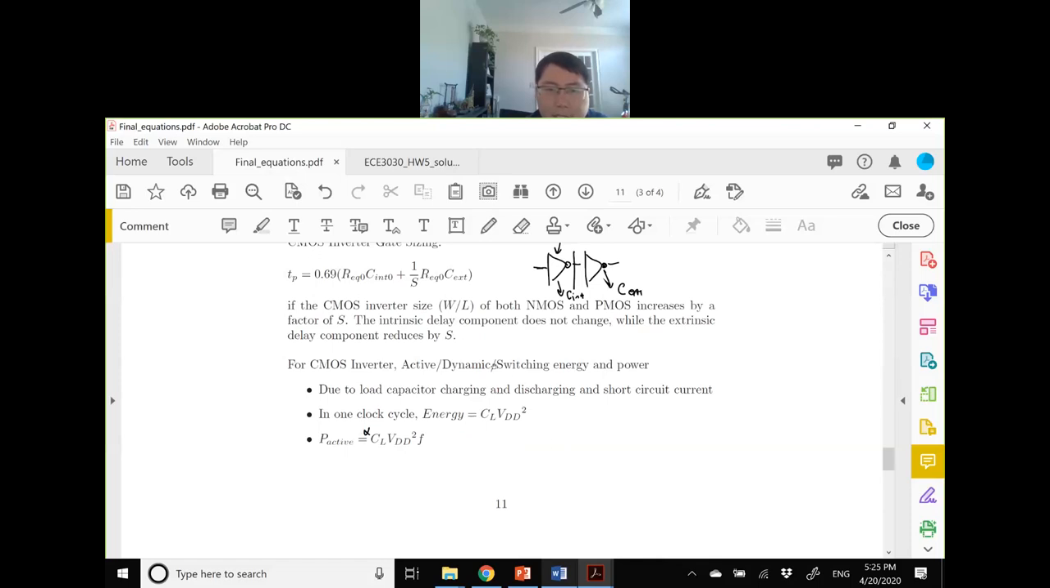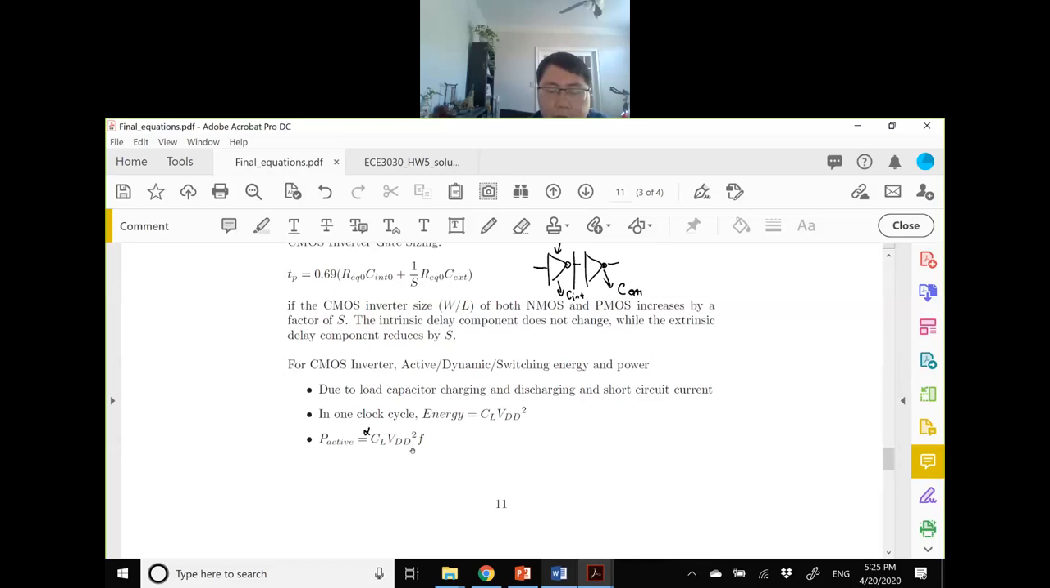So this dynamic switching energy in one clock cycle is CVDD squared. This is the total energy. In those two edges, one rising edge and one falling edge, each will have half of the energy, but in total it is CVDD squared. And then the active power will be CVDD squared multiplied by the frequency of the clock, F.